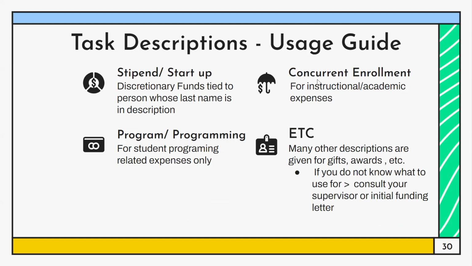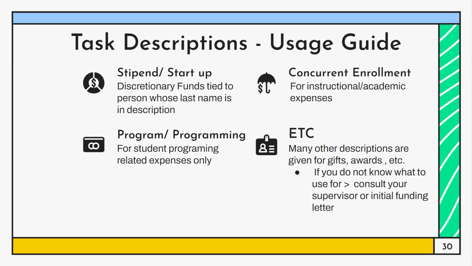If a task description has stipend or startup fund in the description, that is a discretionary fund that is tied to the specific person whose last name is in the description. So you should not be using it without their written consent. If the task description says program or programming, that COA is intended to be used for student programming related expenses only. If it says concurrent enrollment, you can only use that COA for instructional or academic related expenses.